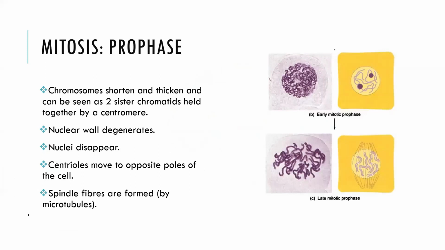The chromosomes shorten and thicken and can be seen as the two sister chromatids. The nuclear wall degenerates, nuclei disappear, centrioles move to the opposite poles, and spindle fibers are formed. Then you have the metaphase.